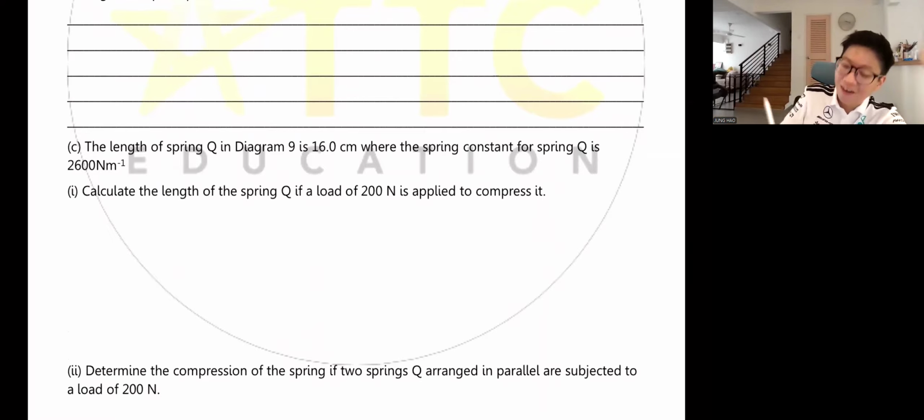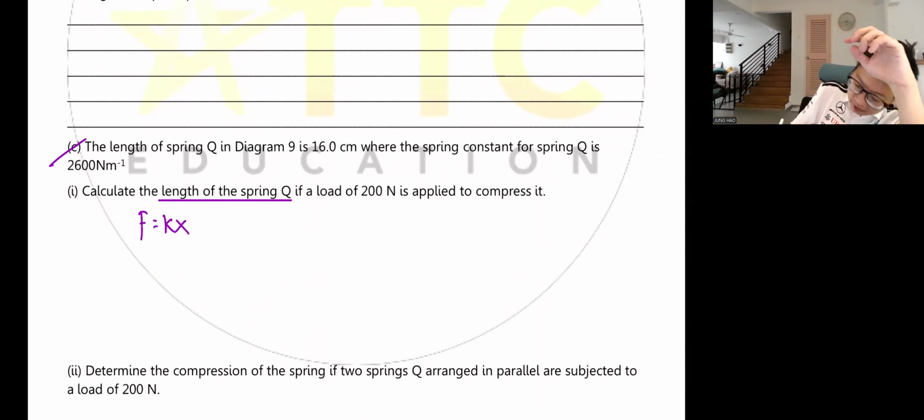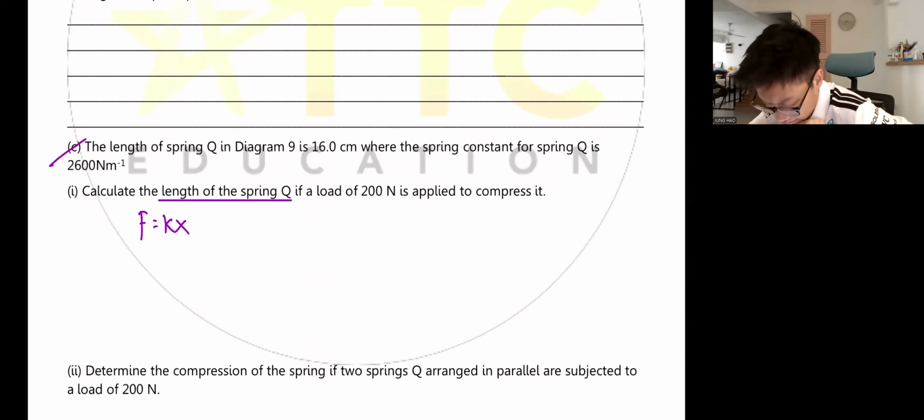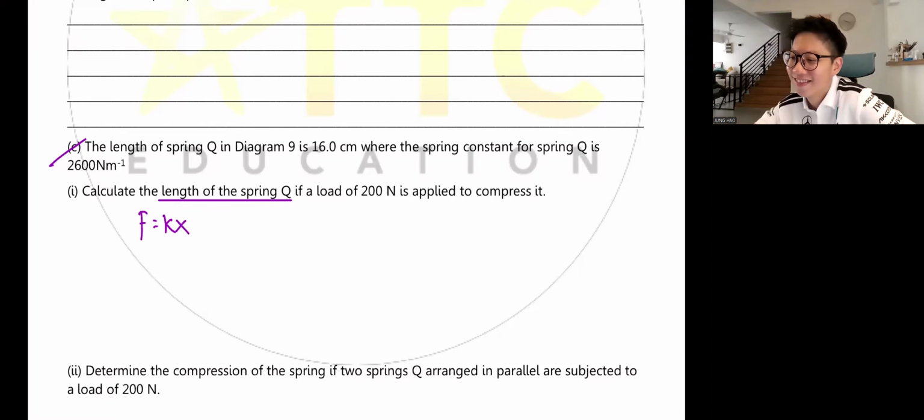Okay, I wanted to do this calculation. It's very interesting. You're supposed to calculate the length of spring Q. I give you the formula, F equals Kx. You only have one job right now. Calculate this answer for me. Right now, guys, come on.